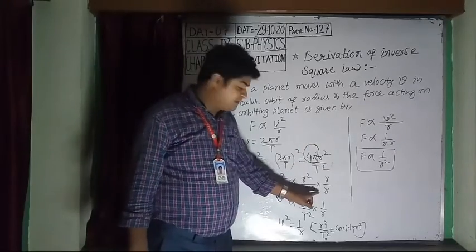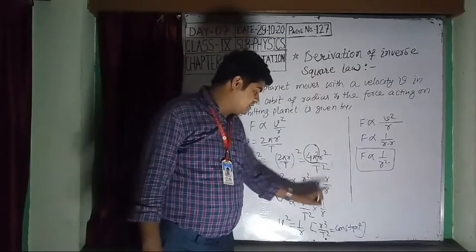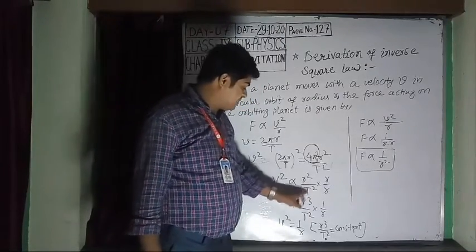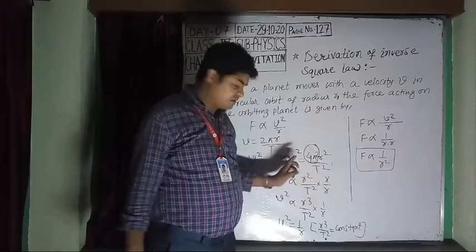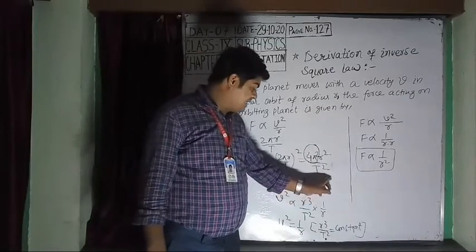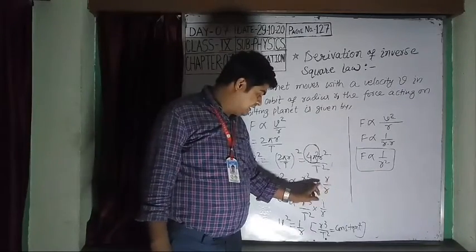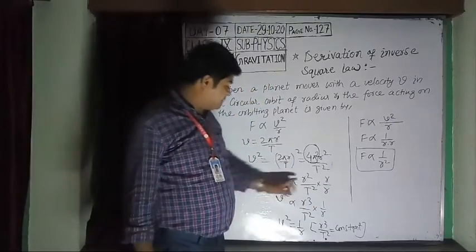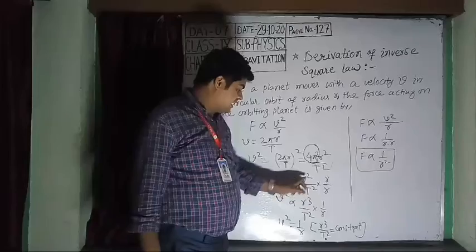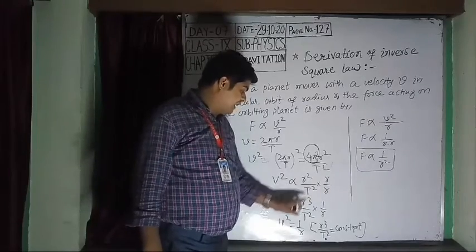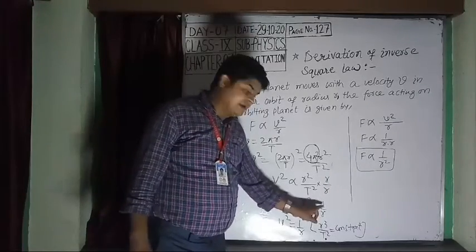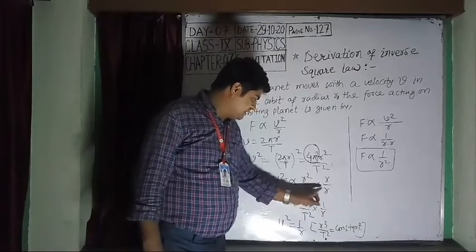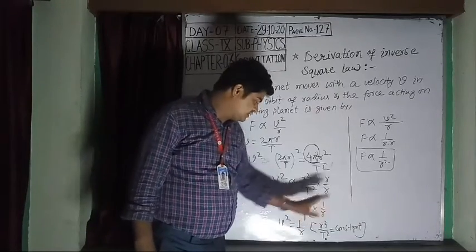Then you will multiply and divide by r in the numerator and denominator. v square proportional to r square by t square is the actual expression, but here you multiply with r in the numerator and with r in the denominator. Now it becomes v square proportional to r square into r, that is r cube, by t square into 1 by r. You will just separate them.